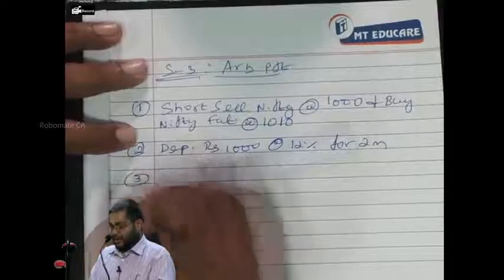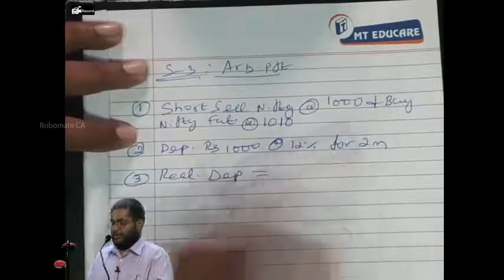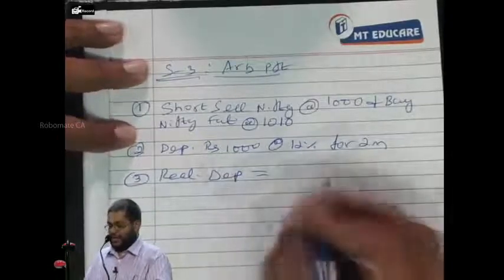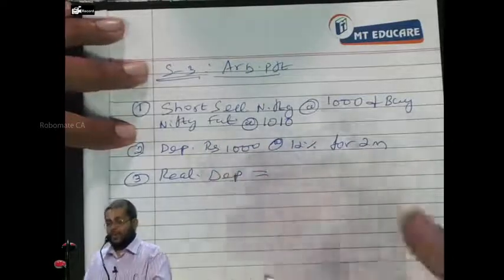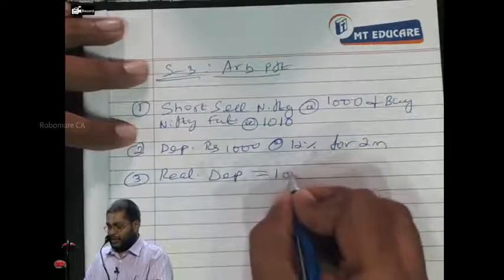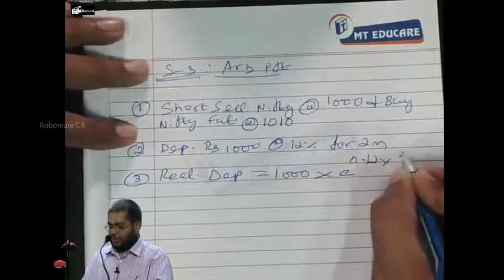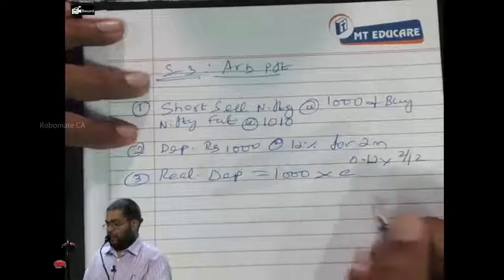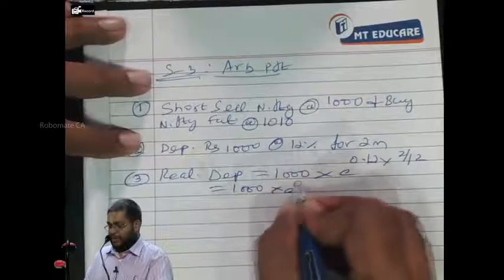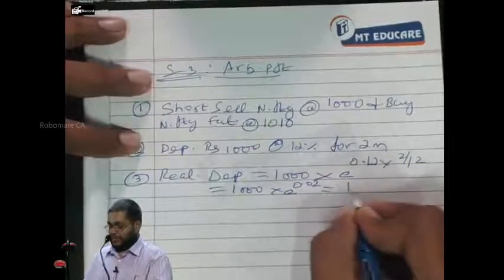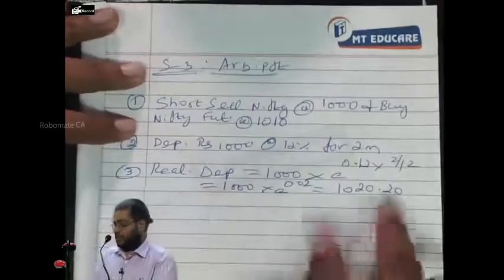Now, next. Point 3. What should I do? Realize the deposit, or the maturity value of the deposit. Both are the same. Will the bank give me back 1,000 or more than that? More than that. It is going to compound at 12% for 2 months. The calculation: 1,000 into e power 0.12 into 2 by 12, which is equal to 1,000 into e power 0.02, which is found as 1020.20. Everybody, yes or no?